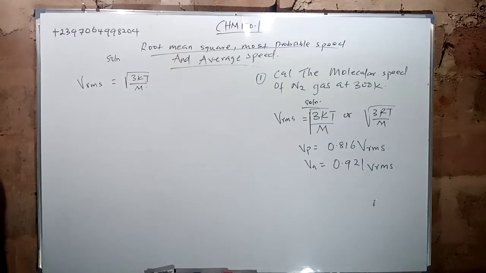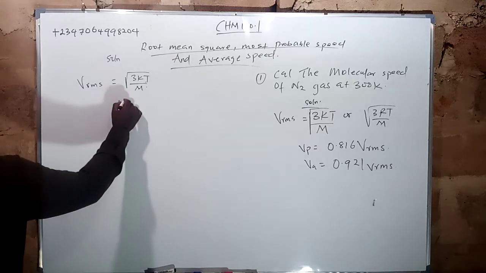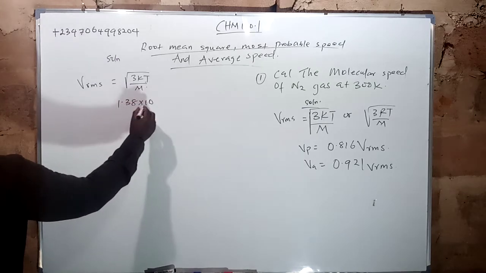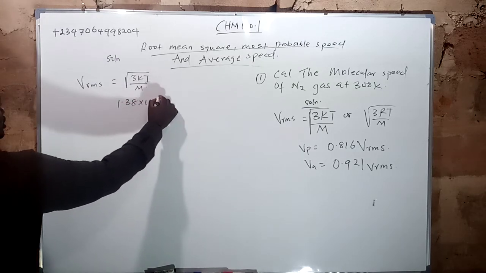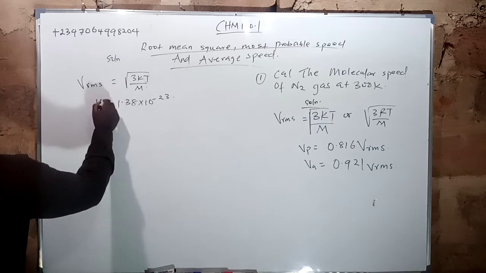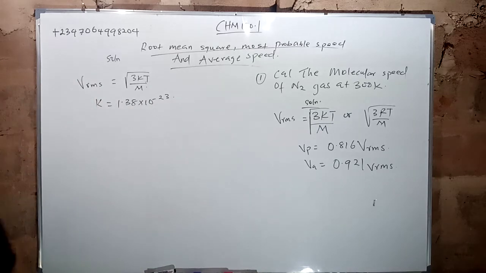Please, the T in this formula is the temperature in Kelvin. Please note it very well. This is the main thing we are doing here now. The T is the temperature in Kelvin. The k is called the Boltzmann constant, and the Boltzmann constant has a value of 1.38 times 10 raised to the power minus 23. This is a constant and it's called the Boltzmann constant.